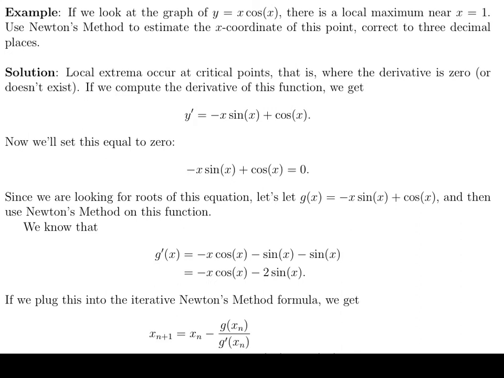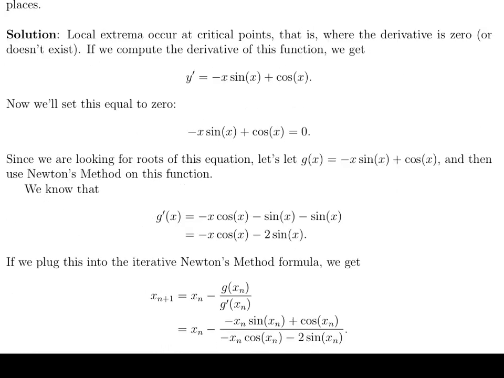Now I'd like to plug this into the formula for Newton's method. We'll get x sub n plus 1 is equal to x sub n minus g of x sub n over g prime of x sub n. That's the iterative formula for Newton's method. Now let's plug in g of x and g prime of x. And if we do, then we get this formula.